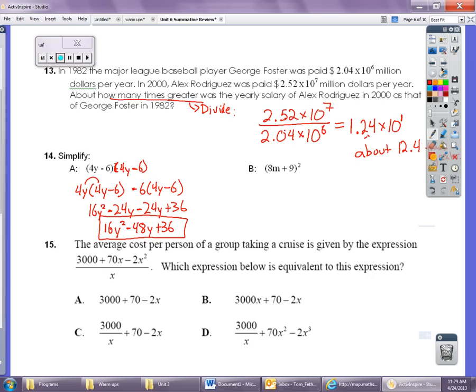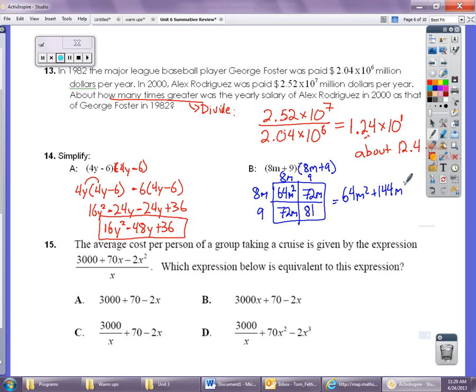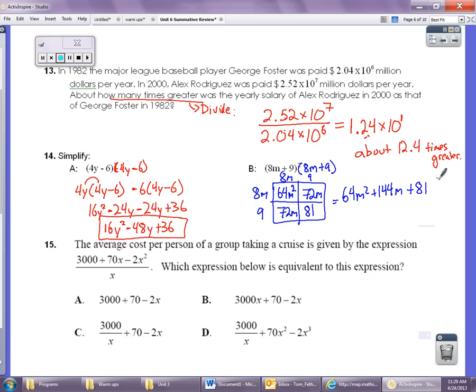Letter B, I have to write this out 2 times, so it's going to be 8m plus 9. So I write it 2 times since that's squared. So now I'll use the box. So 8m, 9, 8m, and 9. 8m times 8m is 64m squared. That gives me 72m, and 72m, and then 81. So I have 64m squared, 72m plus 72m, it's 144m plus 81.